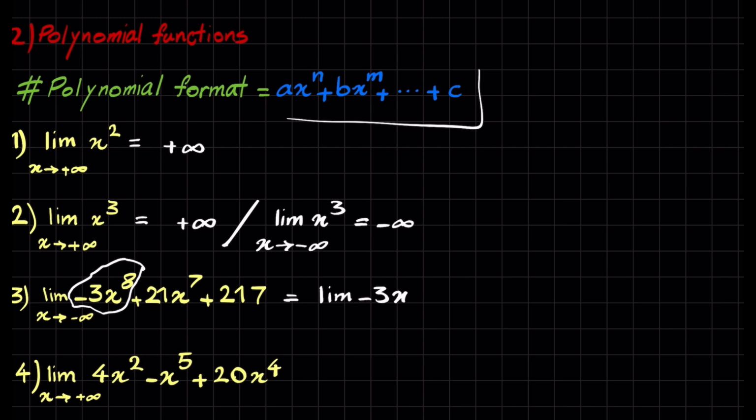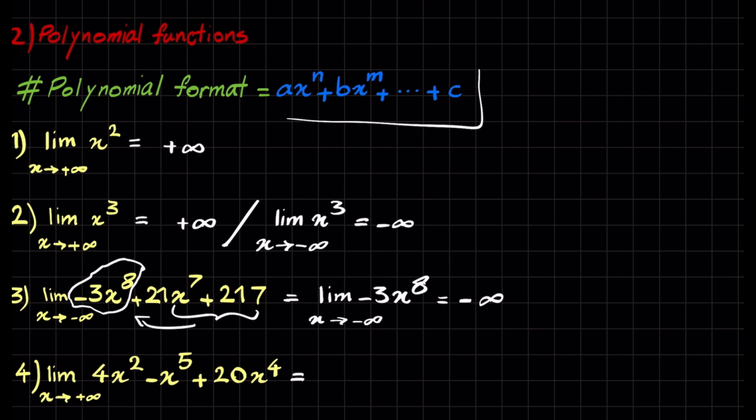The reason we're doing this is that the other two terms are lower order and insignificant compared to this one. So the limit of negative 3 x to the power of 8 as x approaches negative infinity. We know that negative infinity to the power of an even number is infinity, but when it's multiplied by a negative number, it's going to be negative. So this is going to be negative. And we're going to do the same for this one.